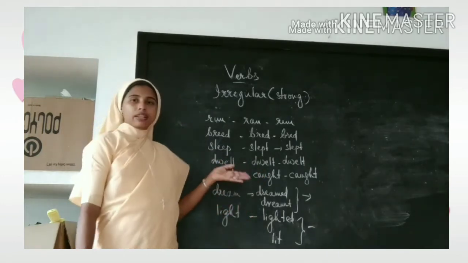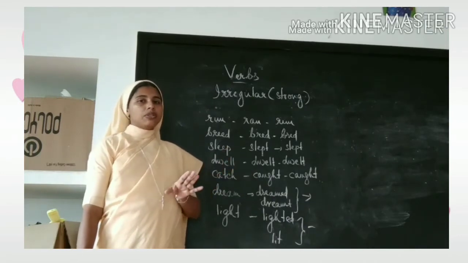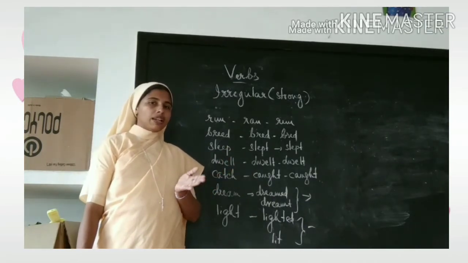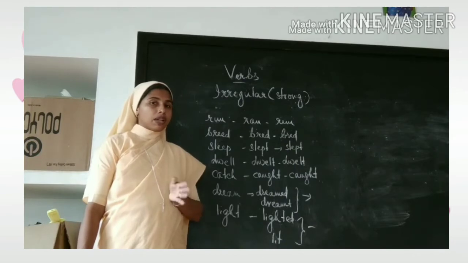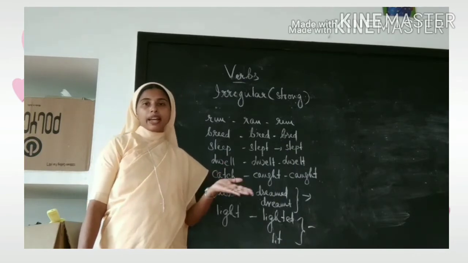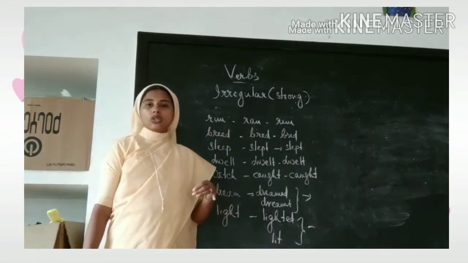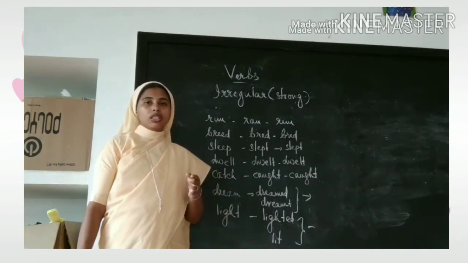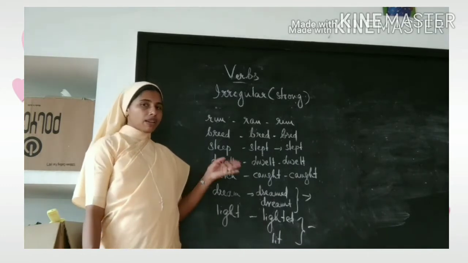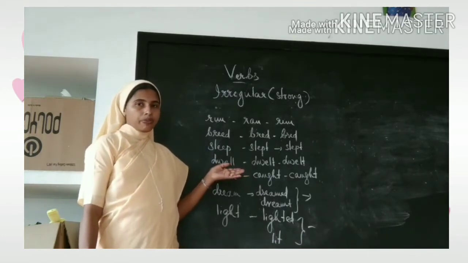Okay, children, don't make any confusion. Regular verbs form their past and past participle form by adding ed or d. And for the irregular verbs or the strong verbs, there is no particular rule to form their past and past participle form. Okay.